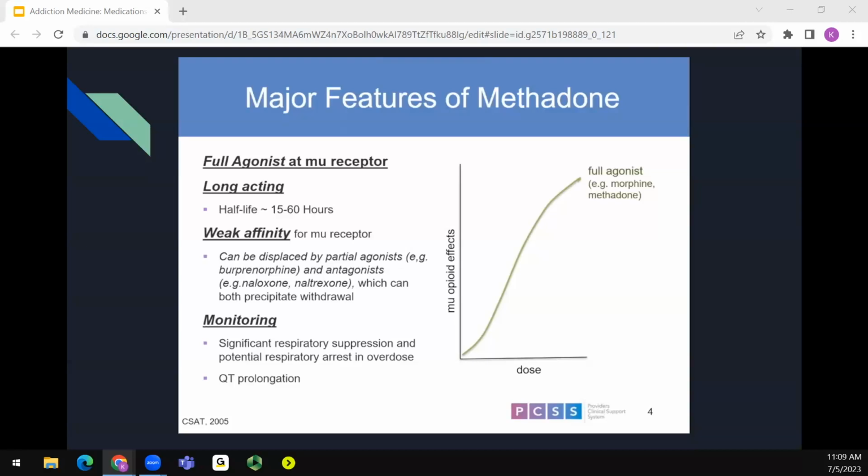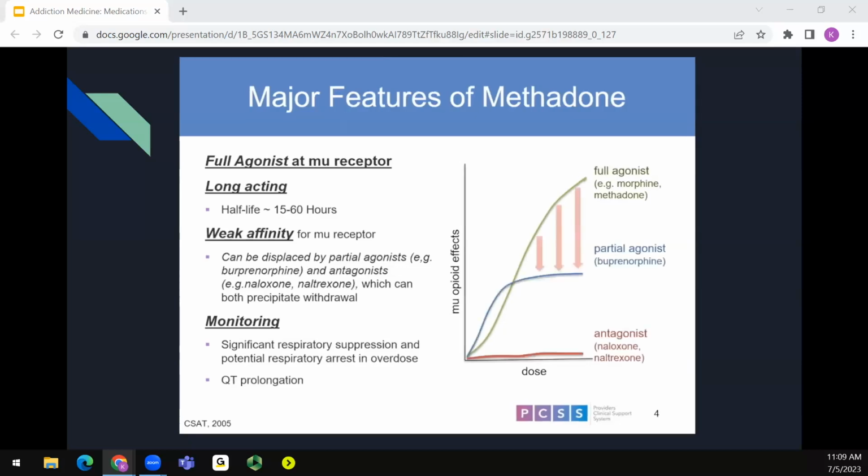A key component to remember is that it has a weak affinity for the mu receptor. So any partial agonist or full antagonist with a stronger affinity for the receptor will displace methadone and cause precipitated withdrawal. And so that's the really horrible side effects that we probably have all seen when you have the receptor at a full agonist, which then drops down to either partial or to the antagonist level, and then you have all the symptoms of withdrawal happening in front of you.